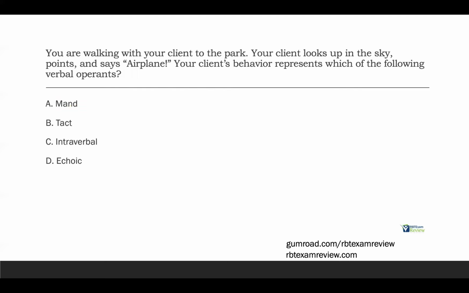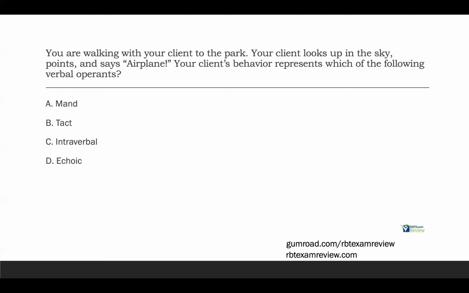You are walking with your client to the park. Your client looks up in the sky, points, and says, airplane. Your client's behavior represents which of the following verbal operants? Okay, what are verbal operants? Verbal operants are how we describe verbal behavior in ABA. As an RBT, you only need to know a few. These are the big four, okay? Mand, tact, intraverbal, and echoic.